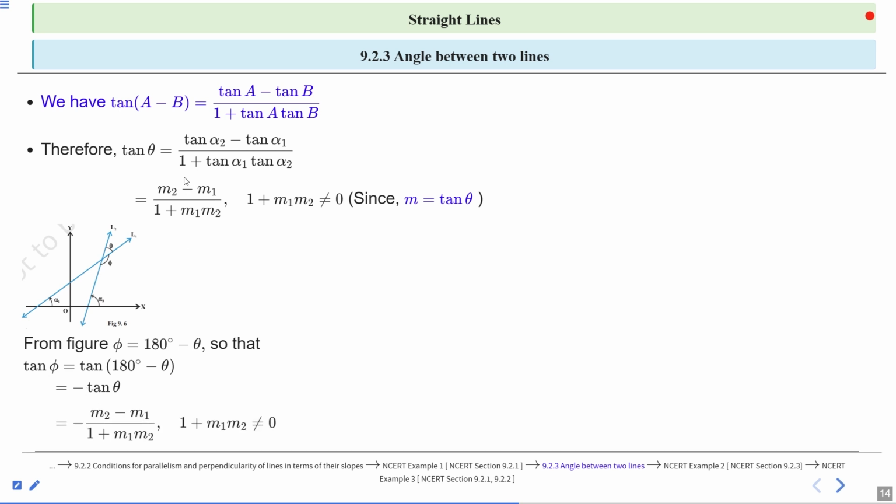And we got tan theta is equal to m2 minus m1 divided by 1 plus m1 m2, where 1 plus m1 m2 does not equal 0. So tan phi is equal to minus of m2 minus m1 divided by 1 plus m1 into m2, where 1 plus m1 into m2 does not equal 0. Now there arise two cases.